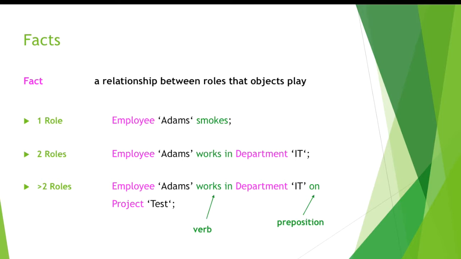Facts between two or more objects can have multiple readings representing the different ways the same information can be expressed in natural language. So instead of saying employee Adams works in department IT on project test, we could also say project test is executed in department IT by employee Adams, and it would display the same information.